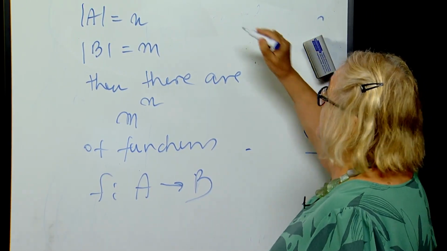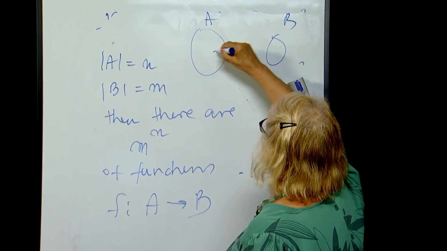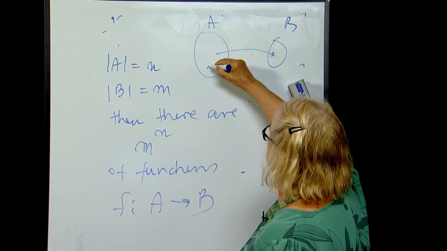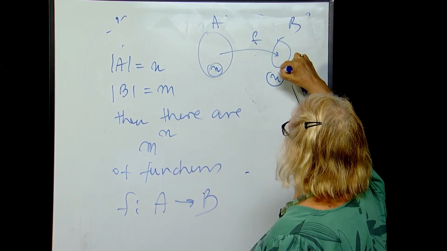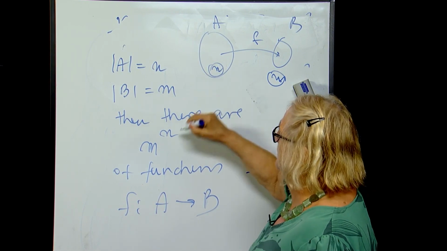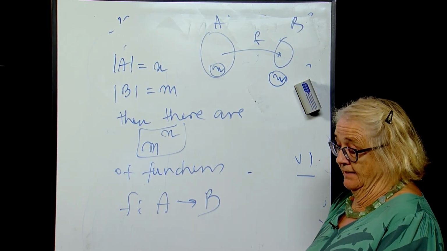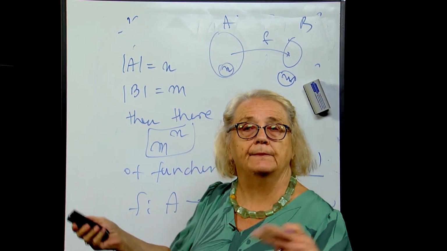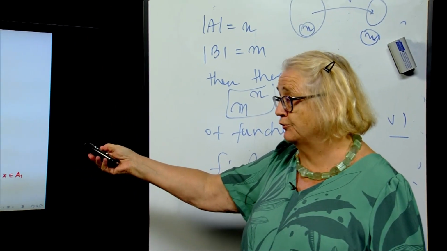So you count, you have A and you have B, and you have to count. A has n elements, and B has m, and you want to count all the functions. There are m to the power n possible functions. A very useful theorem, and we will be using it often. And here's a nice proof.